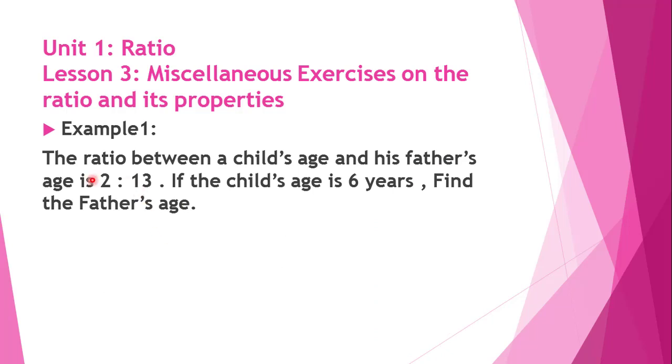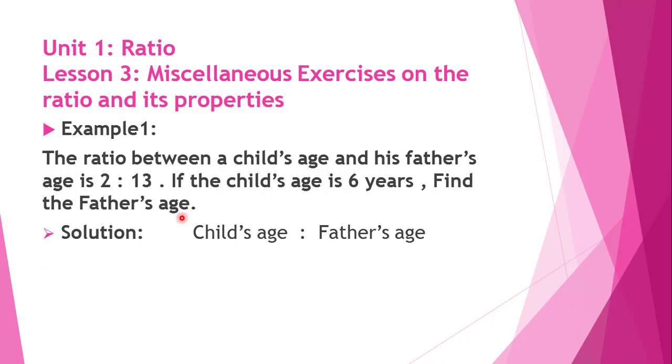Here we have the ratio between a child's age and his father's age is 2 to 13. So this is the ratio, 2 to 13. Also, if the child's age is 6 years, this is the real age of the child, 6 years. Find the father's age. So the unknown here is the father's age.